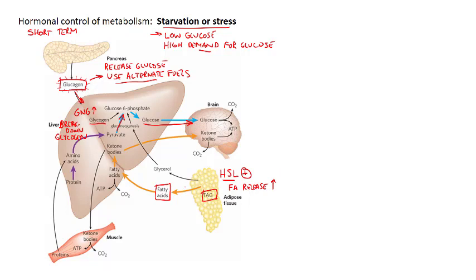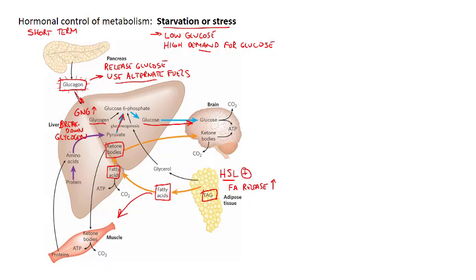So what happens to our fatty acids? Well, they can be sent directly to muscle to be used as an energy source. So that's the use alternate fuels part. They can also go back to the liver, where they are broken down into molecules called ketone bodies, which can be used to feed the brain. So we haven't talked about ketone bodies in this course, and you're not responsible for knowing what they are, but they're a byproduct of glucagon signaling.